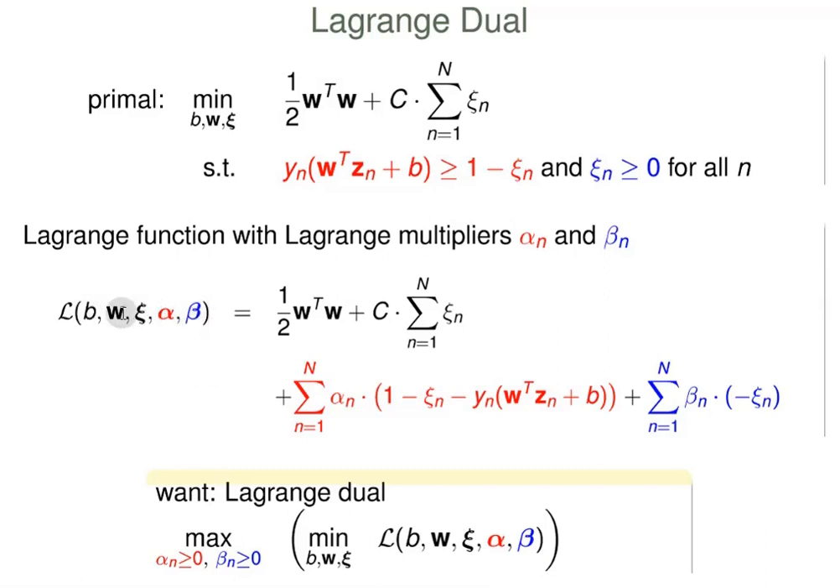b and w are primal variables, right? We want to derive a Lagrangian dual represented in terms of dual variables, alpha and beta. So xi is a primal variable, along with w and b. This is our next step.